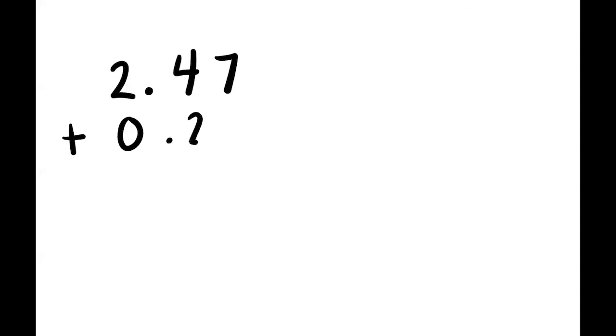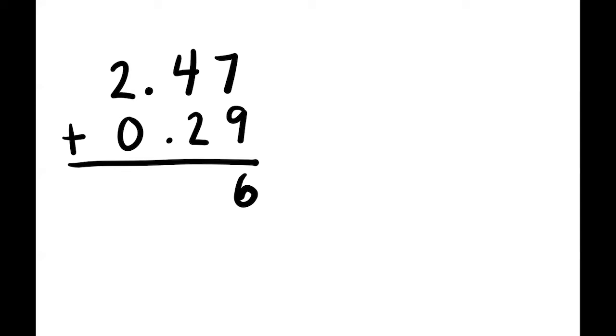Let's see. How about 2 and 47 hundredths plus 29 hundredths. So we're going to start in our hundredths place. That's our smallest category. 7 plus 9 is 16. So we're going to record the 6, and the 10 gets traded in for 1/10.